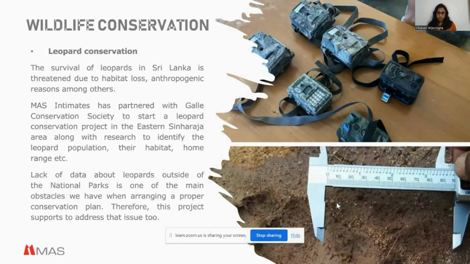the lack of information about their existence and their population, and the habitat outside of the national parks. In this project, we are also engaging with state workers in the Eastern Sinharaja area and working with them to make people aware and educate them to protect their livestock. We also monitor and do research to identify the leopard population in the Eastern Sinharaja area. We initiated this project last year. It's in the initial stage now, but we are targeting doing it for a few years to see the success.